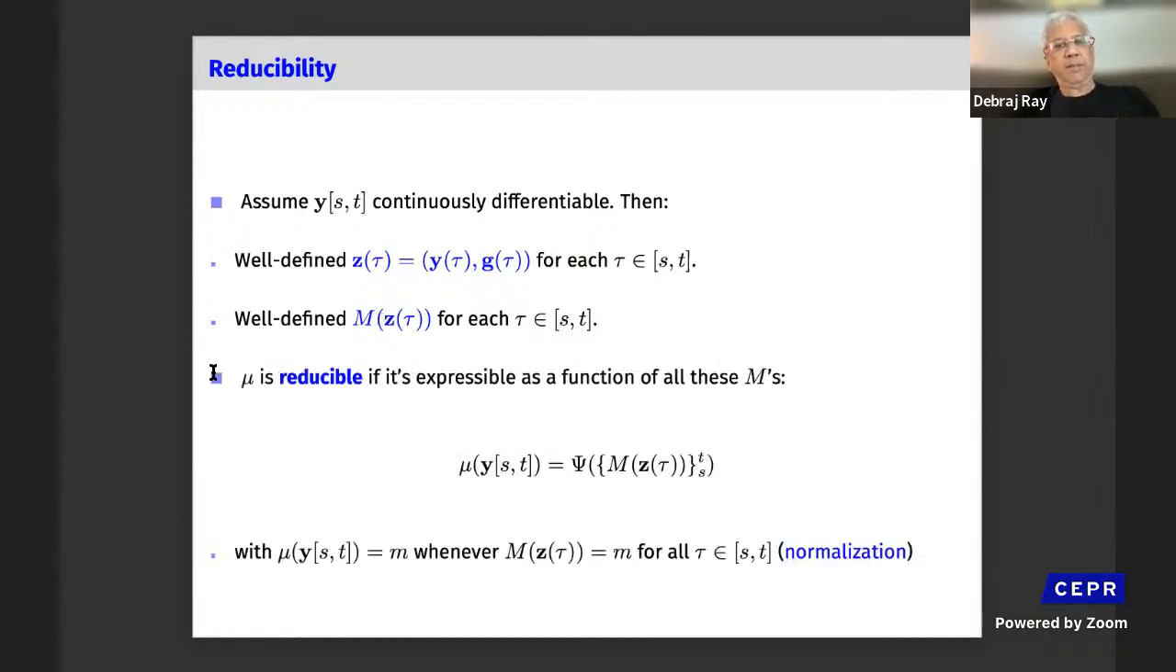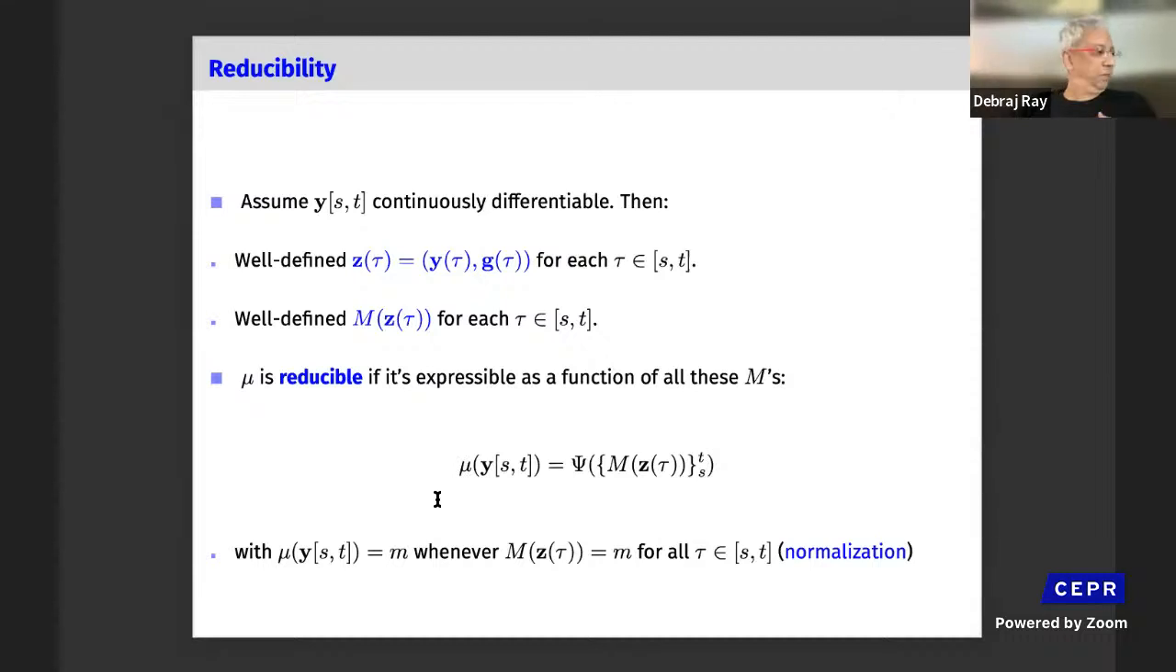I will say that my measure is going to be reducible if it's expressible as a function only of all these instantaneous mobility kernels. What it's saying is that there's this overall mobility over this whole period of time, and I want to say that this overall mobility is just fully determined by the collection of all the instantaneous mobilities across these points of time.